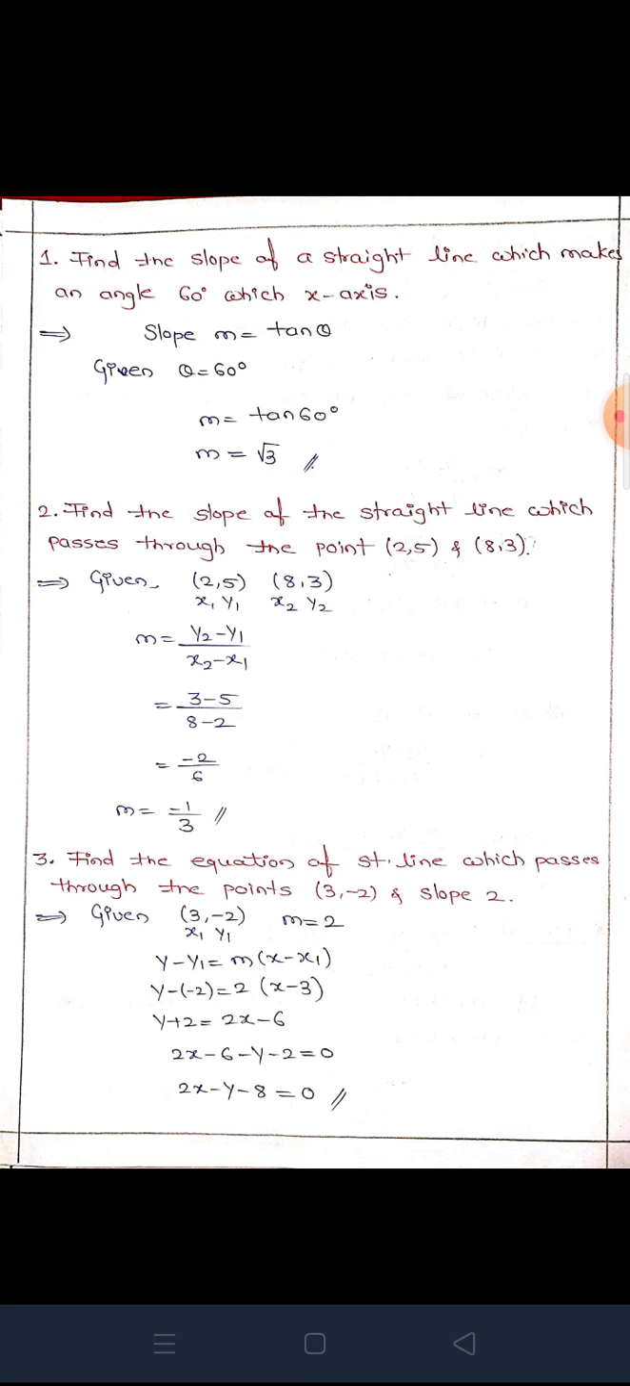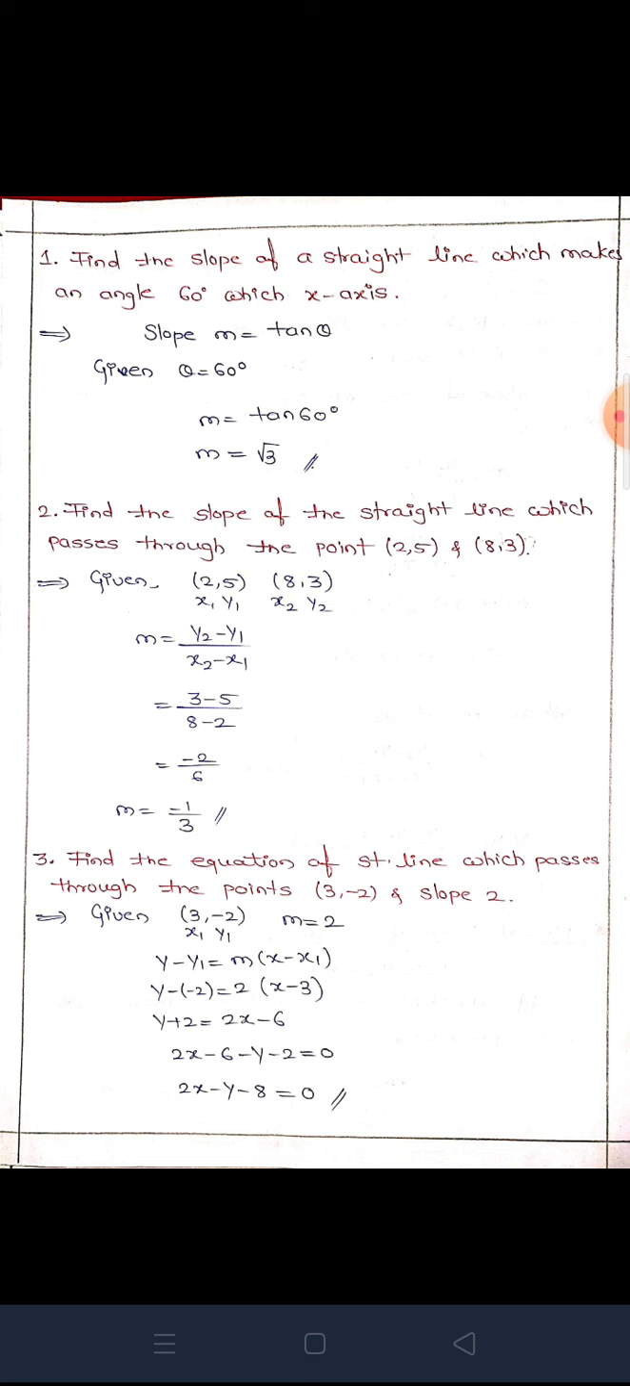So how to find it? You have the formula for slope: m is equal to tan theta. So write m is equal to tan theta. In the next line, m is equal to tan of how much have they given? 60. So m is equal to tan 60. The value of tan 60 is nothing but root 3. So m is equal to root 3. That is the answer. Okay. Then coming to the next sum.